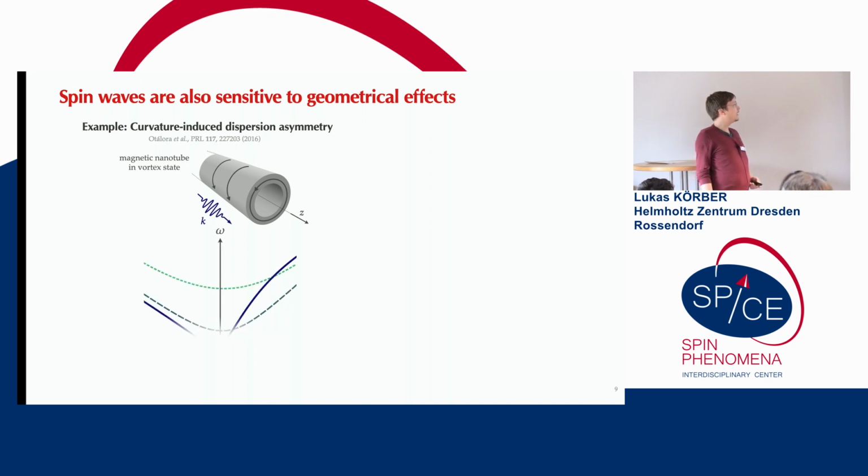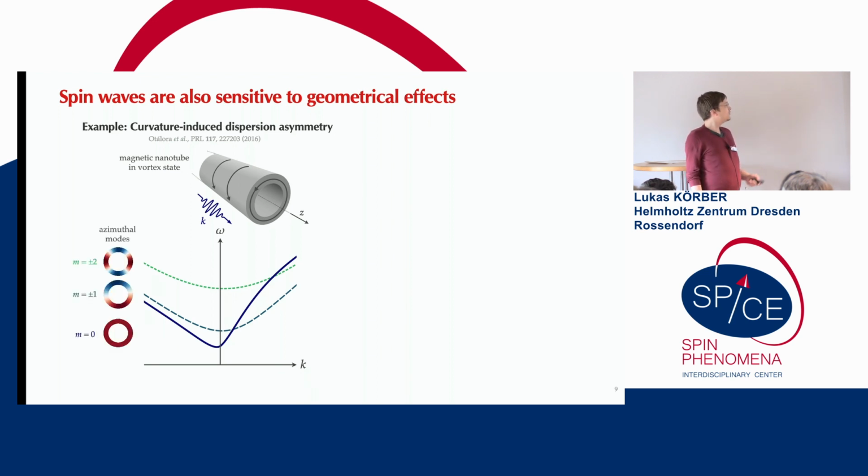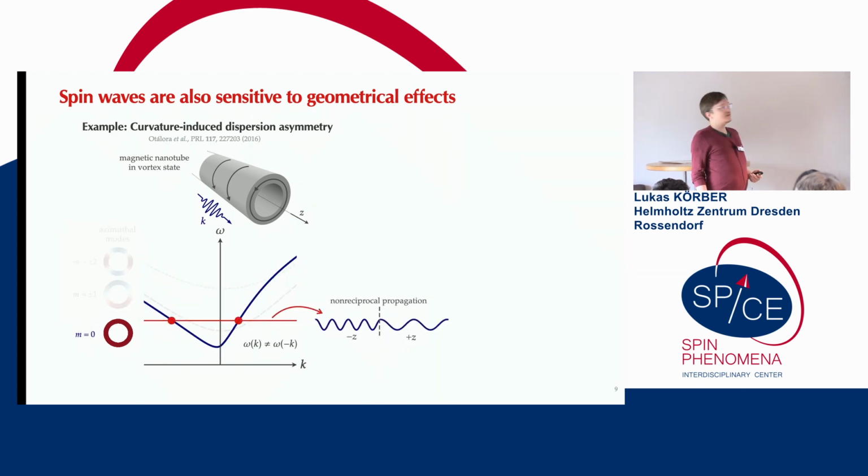And if we now look at the spectrum of the modes propagating along this tube, we see that, first of all, the spectrum is composed of a couple of different modes. These correspond to modes with different azimuthal indices. We see now that the dispersion of these modes is asymmetric along the tube, which means that if we excite at a fixed frequency, counter-propagating modes propagate with different wavelengths. So there's a non-reciprocal propagation.